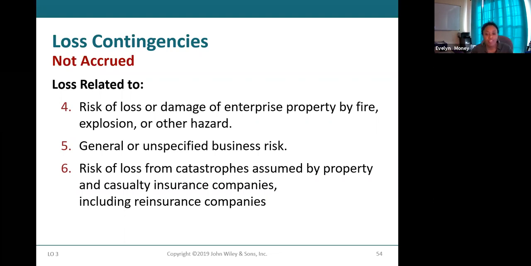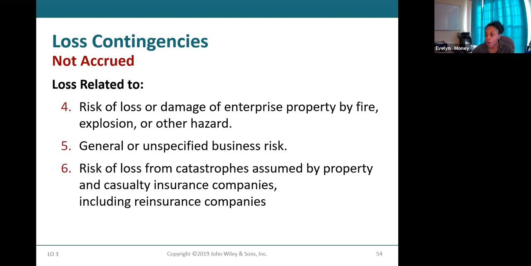We don't record that risk in the financial statements. More often than not, we get insurance just in case that happens. But the risk of loss from the insurance that's supposed to cover that risk, we don't record that risk either. We don't record that potential loss either.